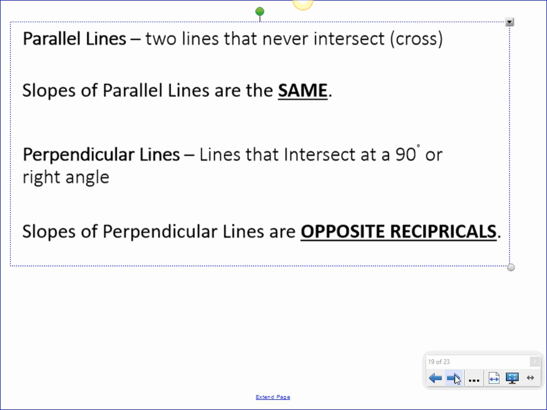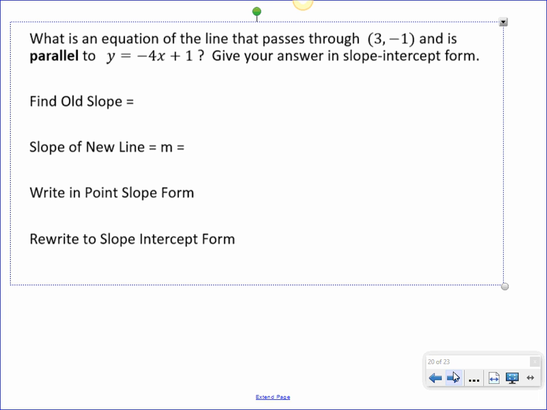First of all, let's just remember, slopes of parallel lines are the same. Perpendicular lines are lines that intersect at a 90-degree angle, and the slopes of perpendicular lines are opposite reciprocals. So those are, again, big concepts written right at the top of your note sheet. It was written at the top of your bell worksheet today, so big concepts. Here's the type of problem that you're going to see.